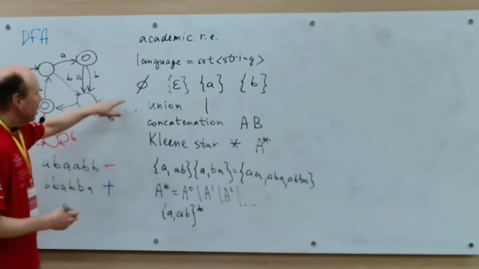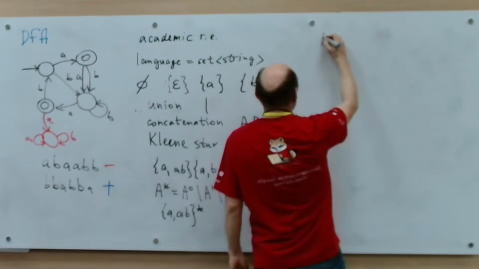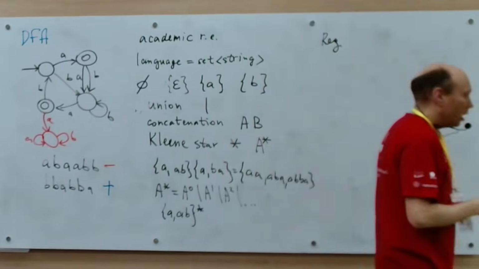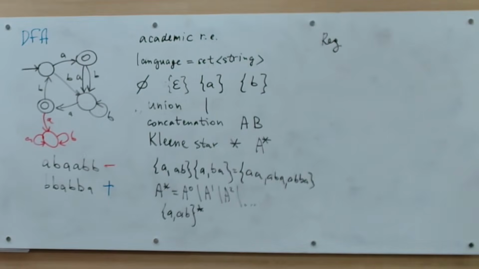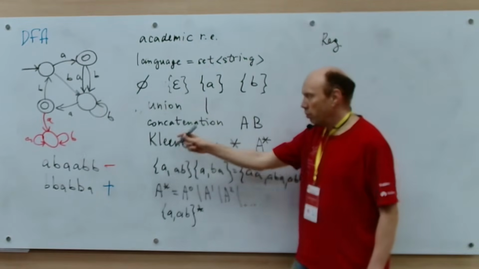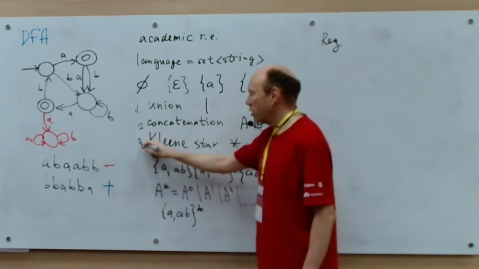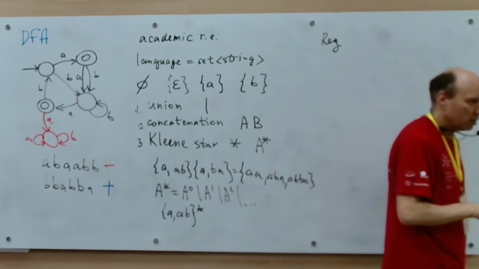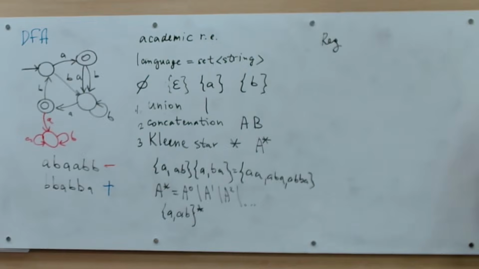And so what we say is that the regular languages are the languages that can be obtained from these initial languages using these three operations. Okay? Does it match with what your professor told you in your university? Okay. So what do we do now?